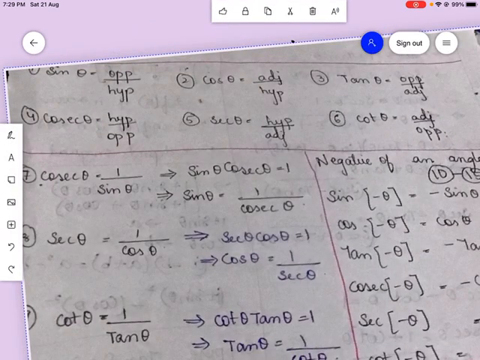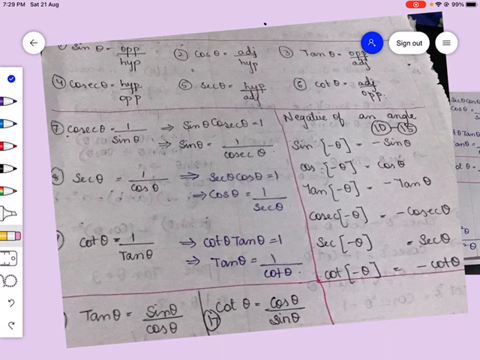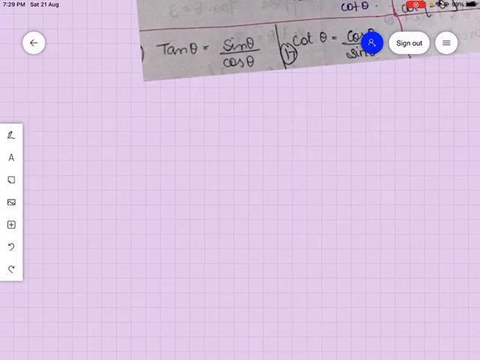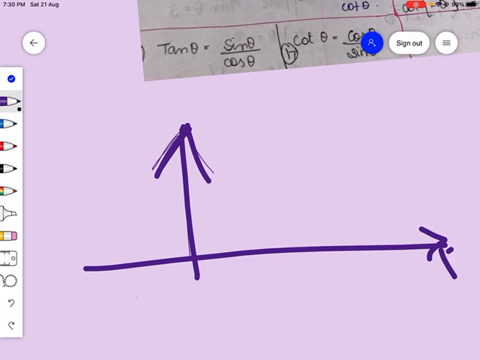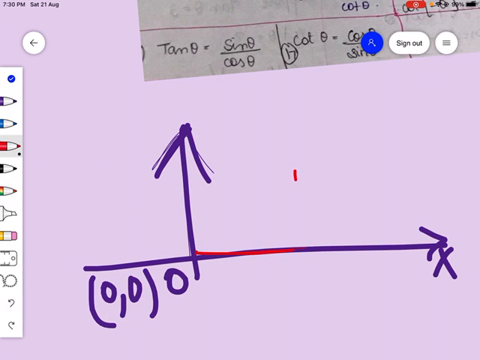Now first, before I start this, I will tell you about this thing. Suppose this is your x-axis, this is your y-axis, and this is 0, that is the origin, 0, 0. We are drawing a triangle related to this. This is your triangle. This is your angle theta.